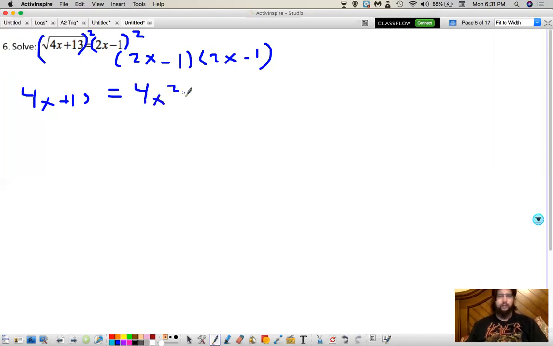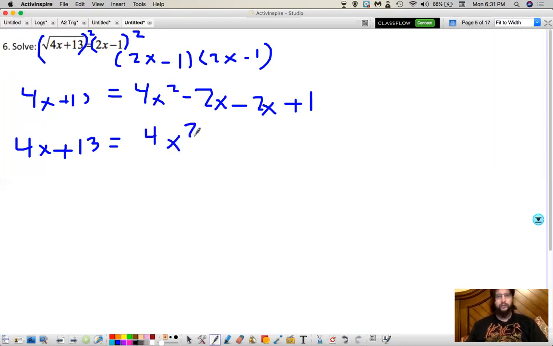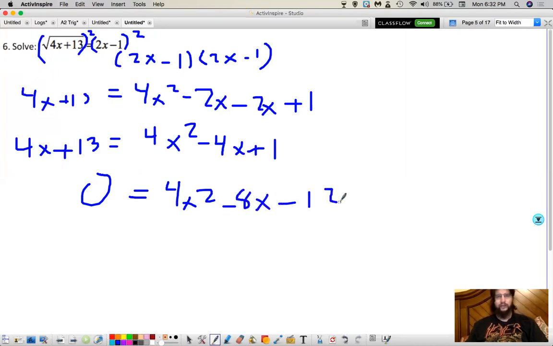4x squared minus 2x minus 2x plus 1. That's 4x plus 13. Not going to touch that. I'm going to combine like terms over here. x plus 1. We have a quadratic again. So I'm going to take this stuff on the left side and bring it over to the right. 0 equals, must be x squareds. I got negative 8x's. And negative 12 is my constant.